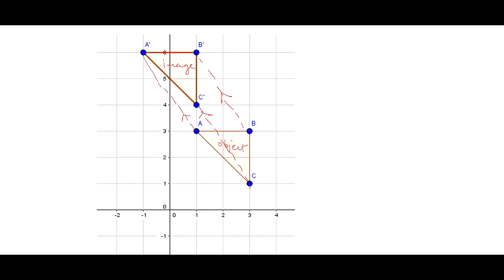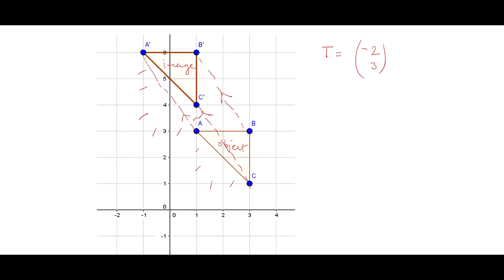Right? In the case of A, we are moving 1, 2 to the left. So therefore, if the translation is represented by T, it will be -2 because we are moving to the left, and we're moving 1, 2, 3 upwards. So it's -2, 3. Okay. Now we can check it with C. Let's say we check it with C as well. 1, 2 to the left, and we go 1, 2, 3 up. Okay, and the same thing for B.